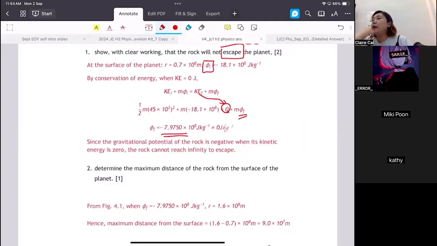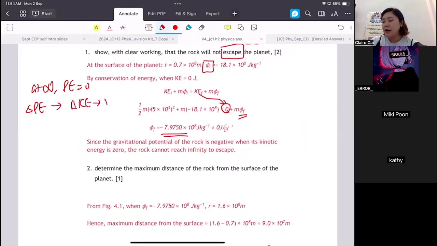Just putting these two together, right? I have a very good question: for part one, can I use the fact that at infinity, your PE is 0? So go and find the change in PE, and hence the change in KE, and then I can find the V escape. So this method also can be used.